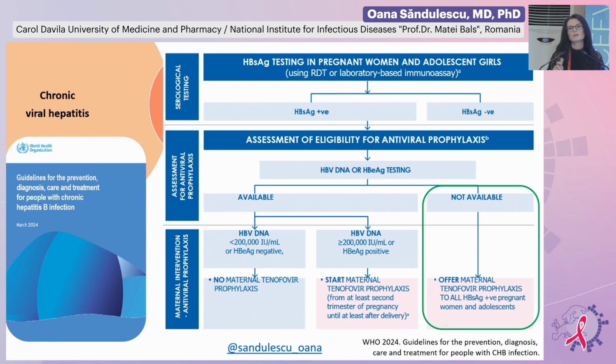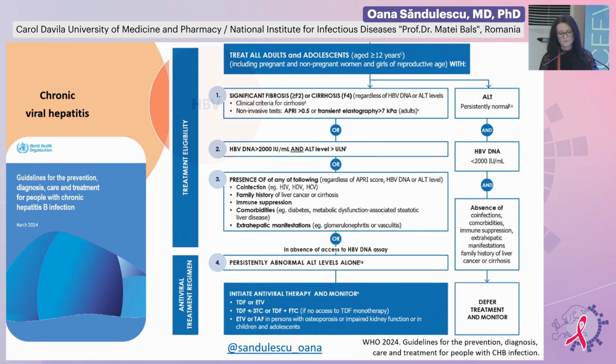But very importantly, what's really new in this guideline is that if we don't have access to viral load, then the recommendation is to recommend prophylaxis to every pregnant female who tests positive for HBs antigen. So it has opened up the recommendation to really prevent vertical transmission.